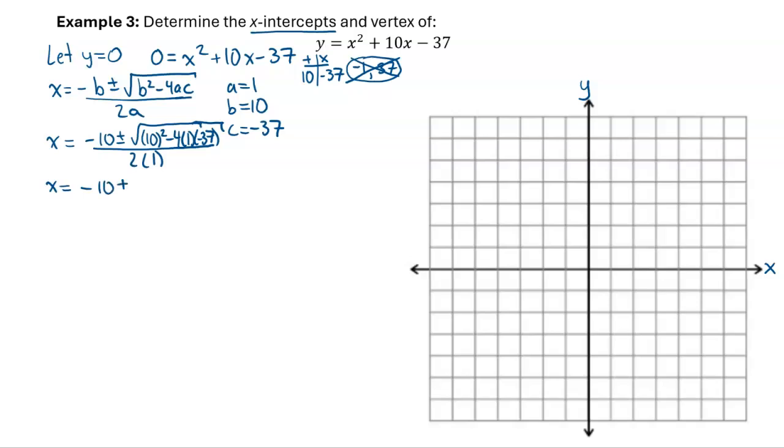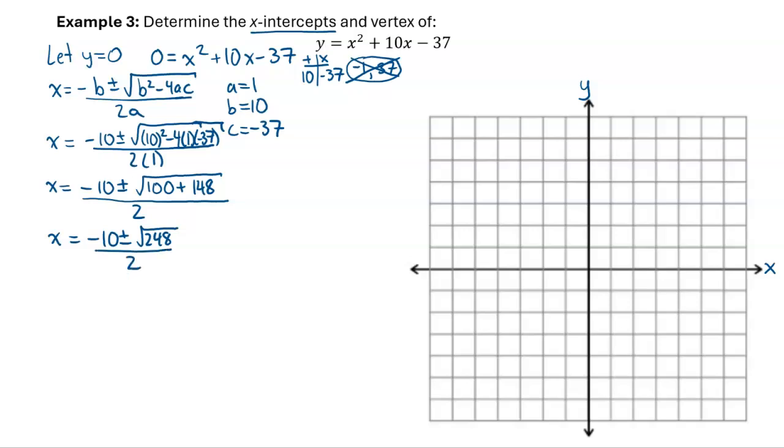Gives me negative 10 plus or minus the square root of 100 plus 148. Negative times negative makes it a positive again, and 4 times 1 times 37 is 148. And we're going to divide all that by 2. So negative 10 plus or minus the square root of 248 divided by 2.